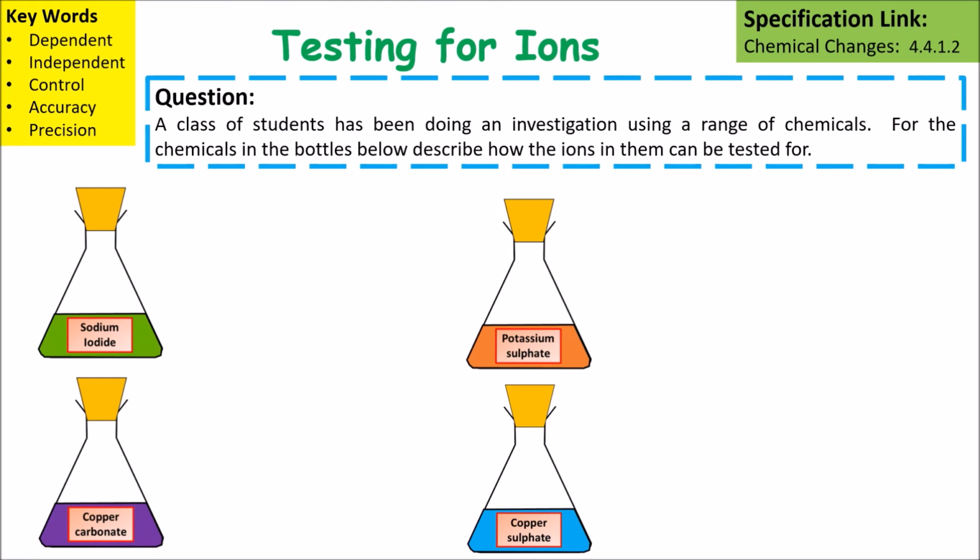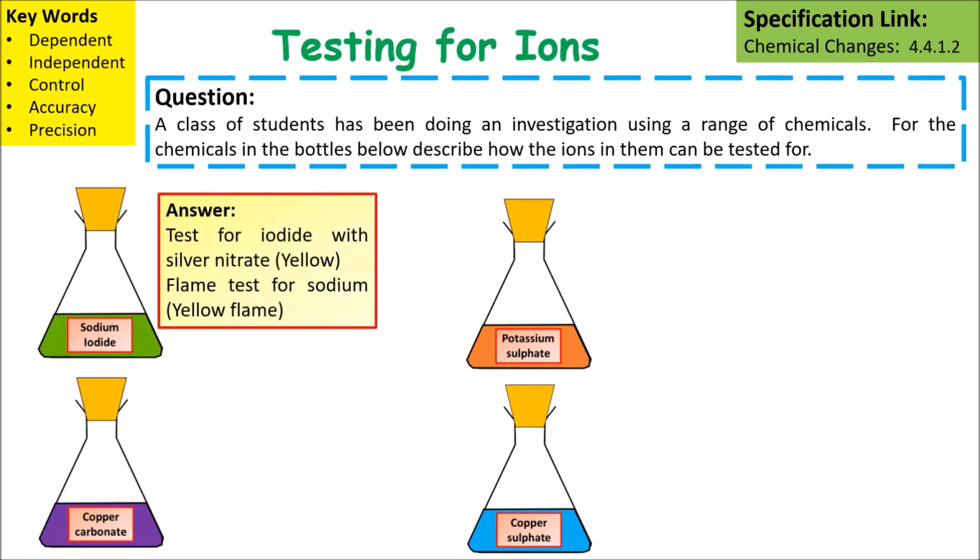And finally, a class of students has been doing an investigation into a range of chemicals. For the chemicals in the bottle, describe how these ions could be tested for. With sodium iodide, you could test for the iodide using silver nitrate, which will turn yellow, and then test for the sodium by using a flame test, which will turn yellow.